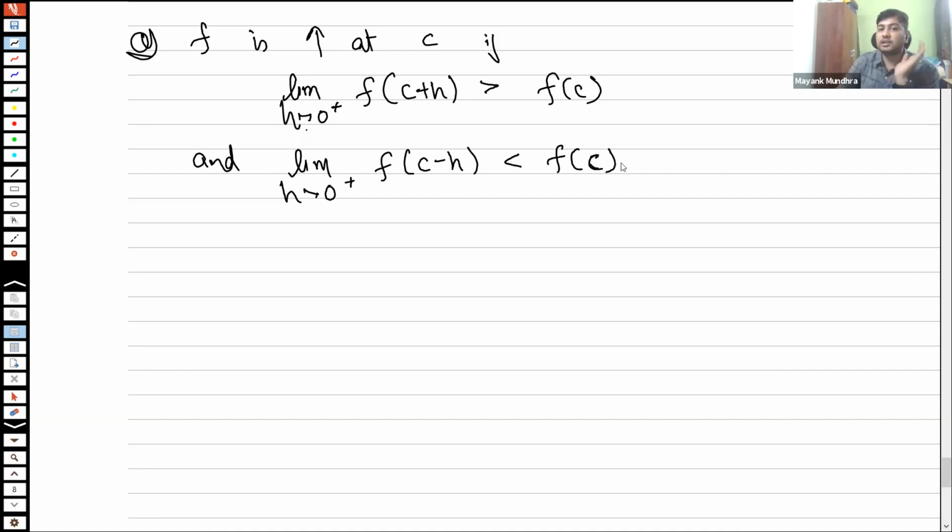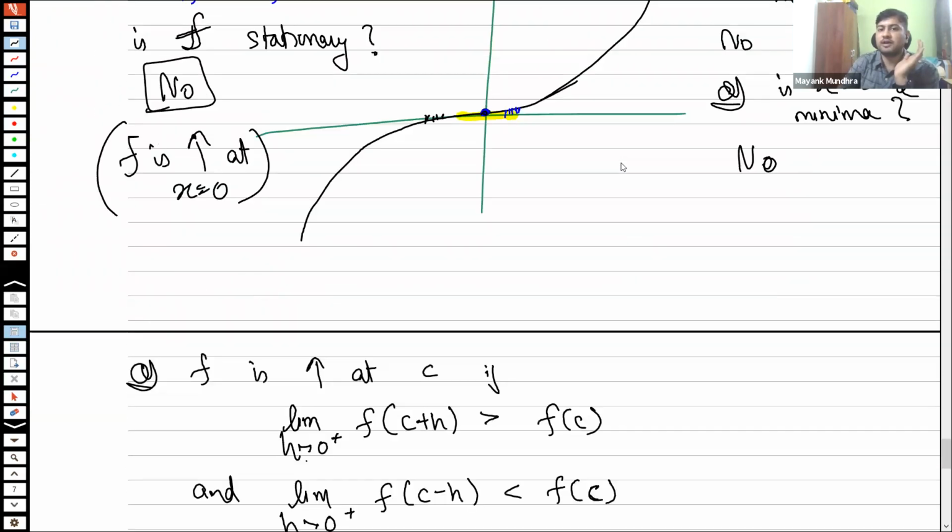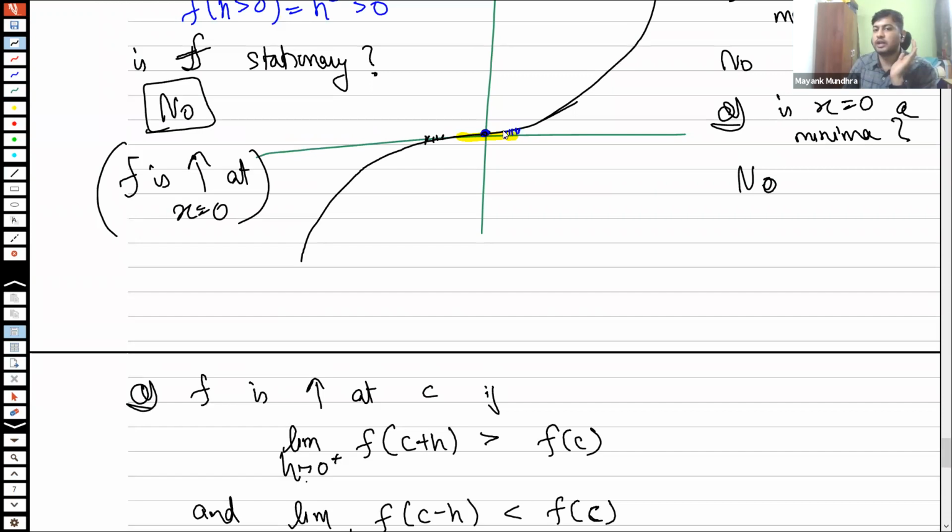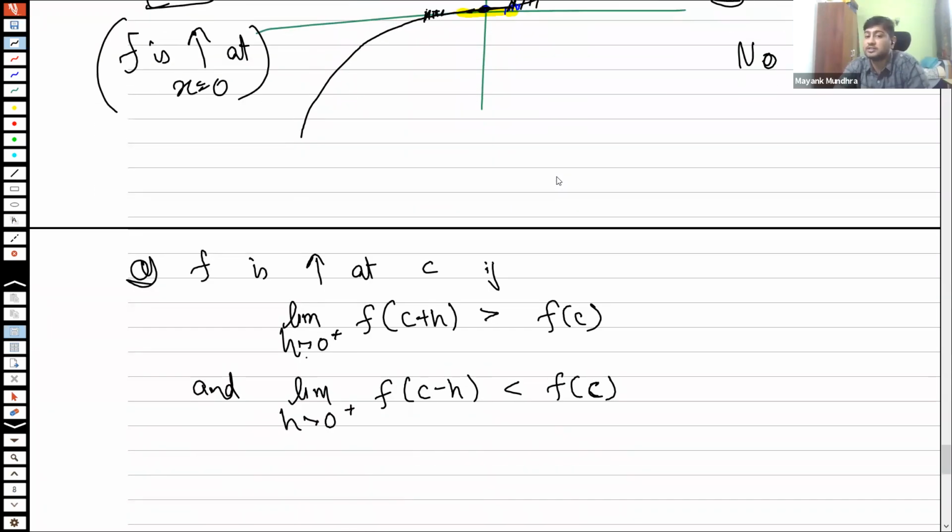So slightly to the left of c, the functional value should be lower. Slightly to the right, the functional value should be higher. And that is in fact what's happening here. You go slightly to the left, the functional values are lower. You go slightly to the right, the functional values are higher. So this function is in fact increasing at c. It's not stationary.